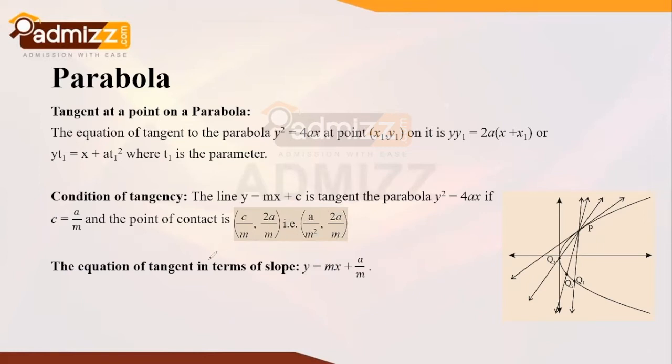Now the last is equation of tangent in terms of slope. Let's say if the slope value is offered to you, so how to write this equation in the slope form, that is written as y is equal to mx plus a upon m. So these are a few of the fundamental facts which you need to look out before undergoing any of the simplification problem of the parabola concept.